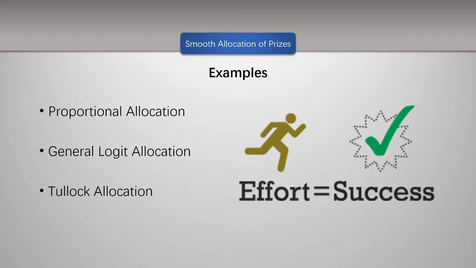Secondly is the general logit allocation, which is a more general class of smooth allocation and allocates in proportion to an increasing positive valued function of invested effort. And lastly is the Tullock allocation, which is a special case where the prize is allocated in proportion to a power function of invested effort with a positive exponent parameter, usually denoted as R. In general, the larger the value of R, the larger the share of prize is allocated to the highest effort player. Unlike standard all-pay contests, a game with proportional allocation has a pure strategy Nash equilibrium, which is considered unique.